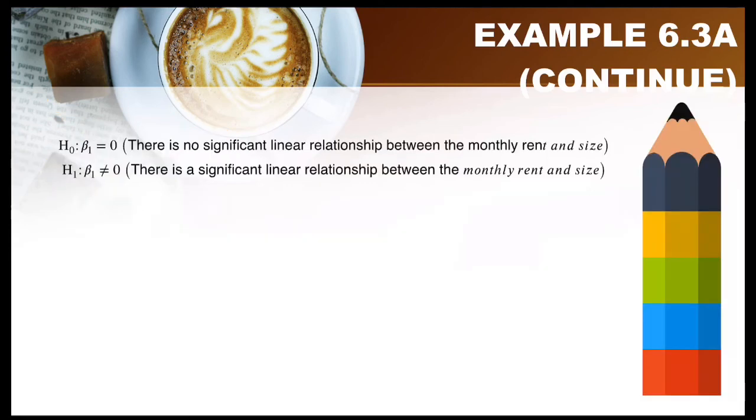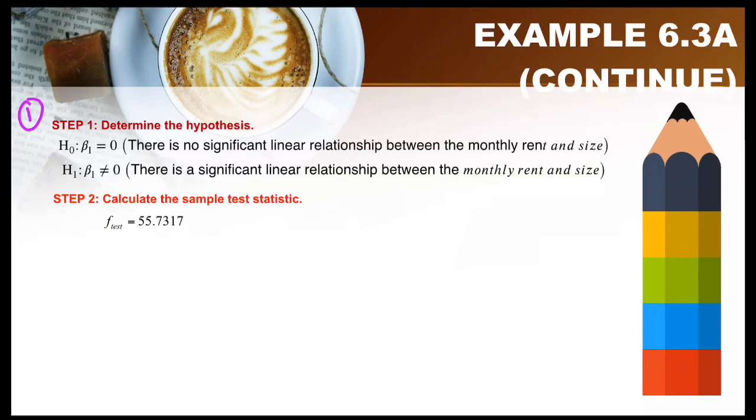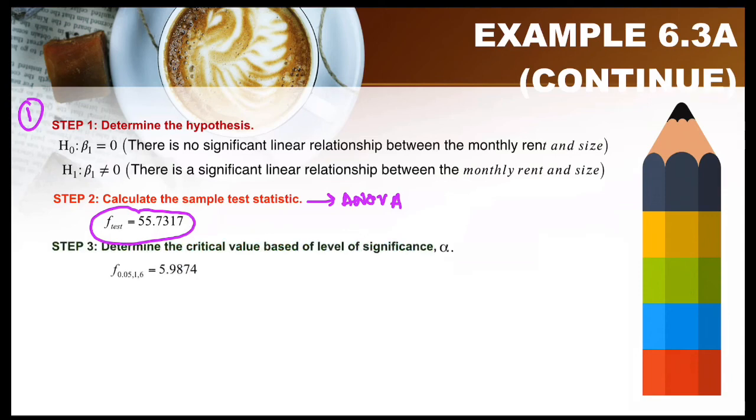So, how to test the linearity? The first step is your hypothesis. H null: beta 1 equals 0. H1: beta 1 is not equal to 0. Step number 2 is your F test. We have calculated just now using the ANOVA table. We get our F test is 55.7317. Step number 3 is the F critical value, F alpha, nu1, nu2, where your nu1 is degree of freedom regression, nu2 is degree of freedom error.